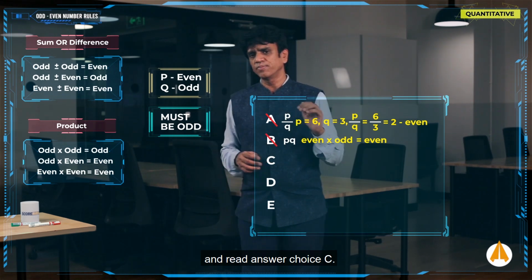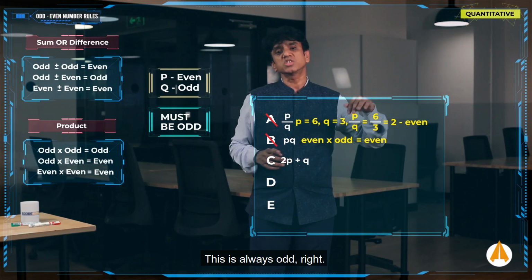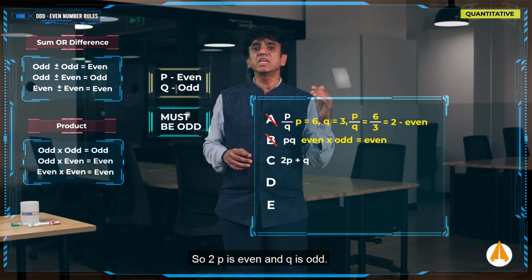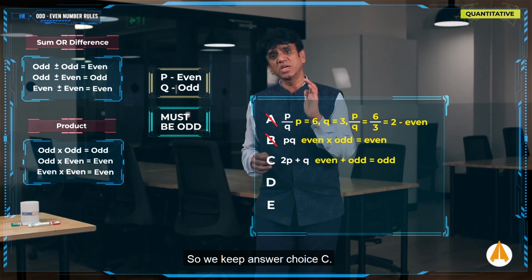And read answer choice C. 2P plus Q. 2P plus Q is? Odd. This is always odd, right? So 2P is even and Q is odd. So even plus odd is always odd, right? So we keep answer choice C.